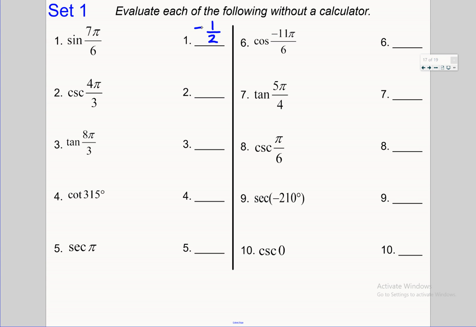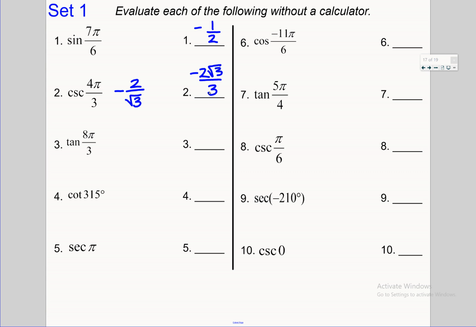Cosecant is the reciprocal of which function? Sine. Sine is which coordinate? My y. So I'm going to take the reciprocal of my y coordinate, which is, instead of rad 3 over 2, 2 over rad 3. But I'm in quadrant 3, so will my y be positive or negative? Negative. The only thing that's left to do is rationalize. Negative 2 rad 3 over 3.